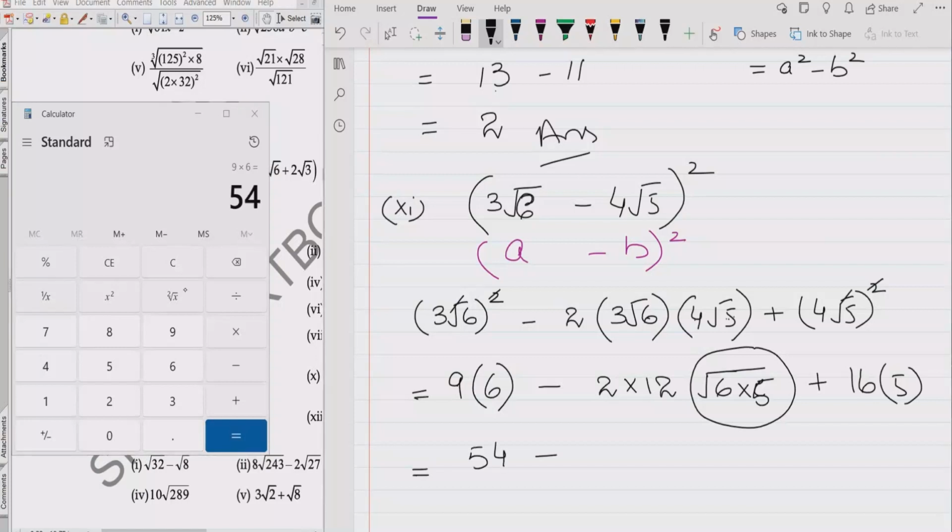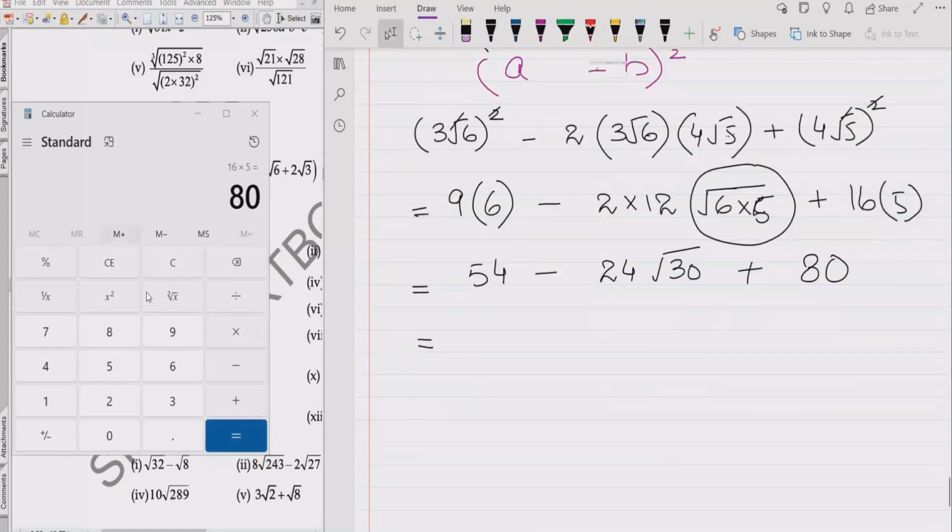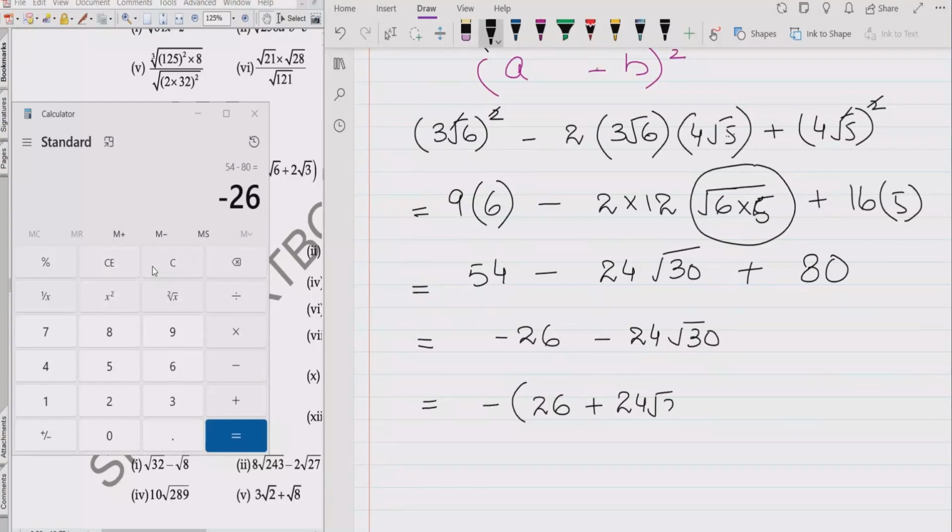And if we multiply this term, 24 times root 30, right? Then 16 times 5 is 80, right? Now we can simplify this term. 54 minus 80, which is minus 26, and 24 root 30. So this is the answer. You can take the minus common from here and write it this way, right? This is the answer of this question.